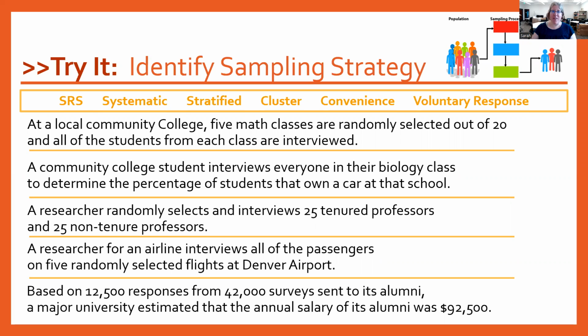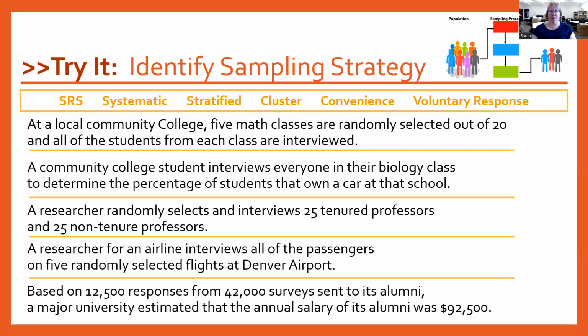Okay, so hopefully you gave that a try. Let's go through and see how you did. So the first one, at a local community college, 5 math classes are randomly selected out of 20, and all of the students from each class are interviewed. So this one sounds like they've broken things into groups. So that would tell me this is either stratified or cluster. And since they took all of the students from the group they selected, it's going to be cluster.